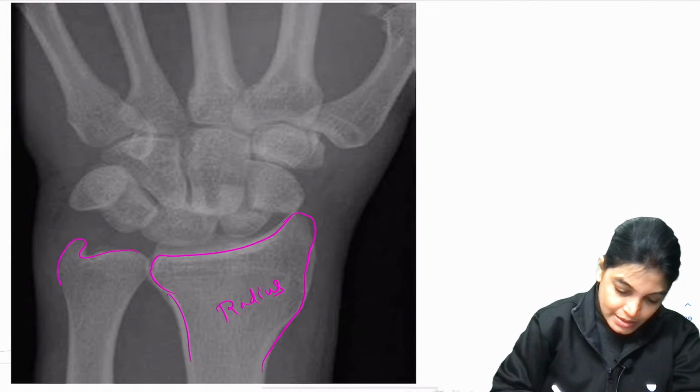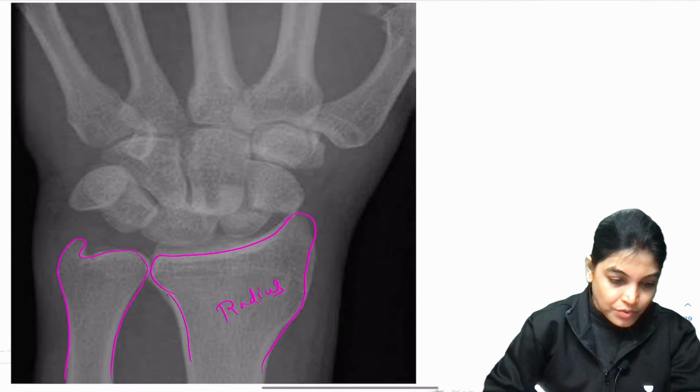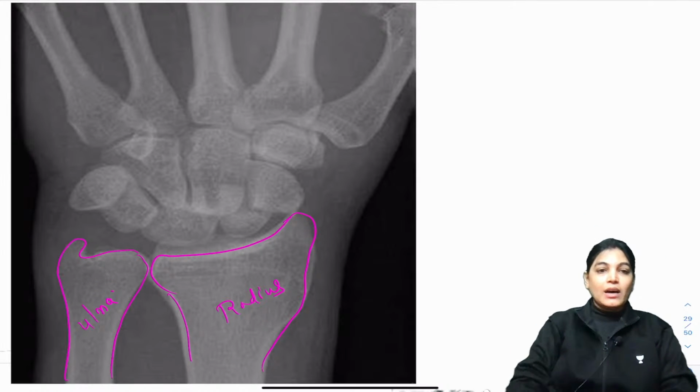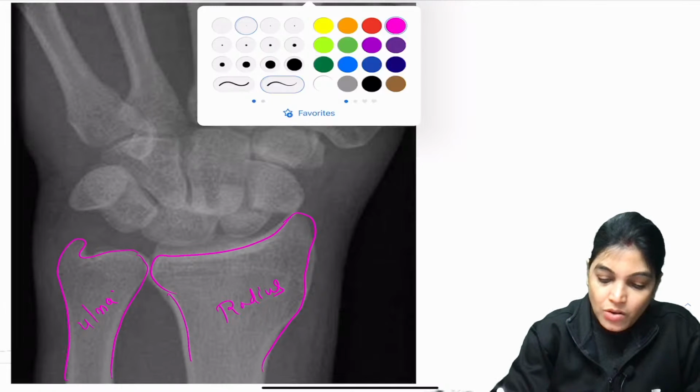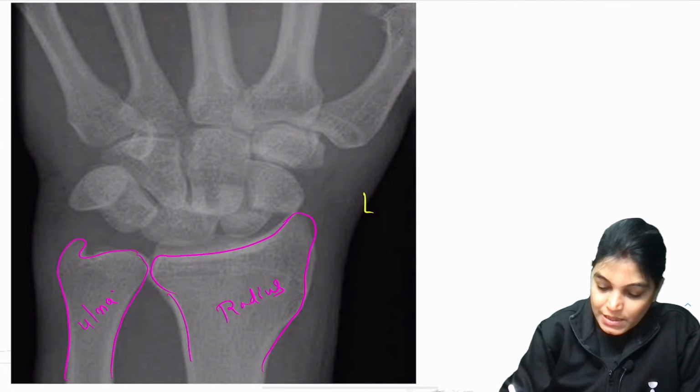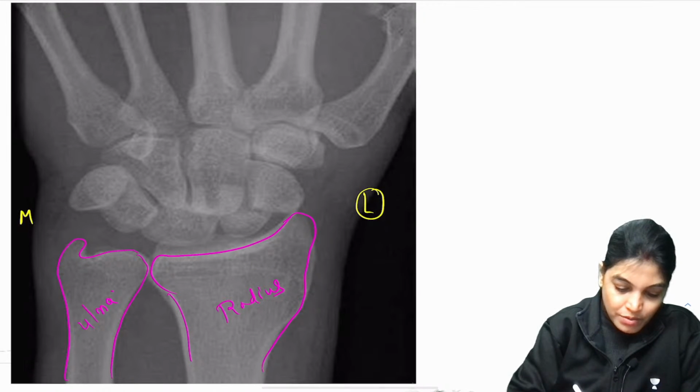Here clearly in this image, we can say this is the outline of the ulna bone. So that is clear here. Radius and ulna bone is clear. Now let's talk about the identification of the carpal bones. As we move, this is L for lateral and this is M for medial.